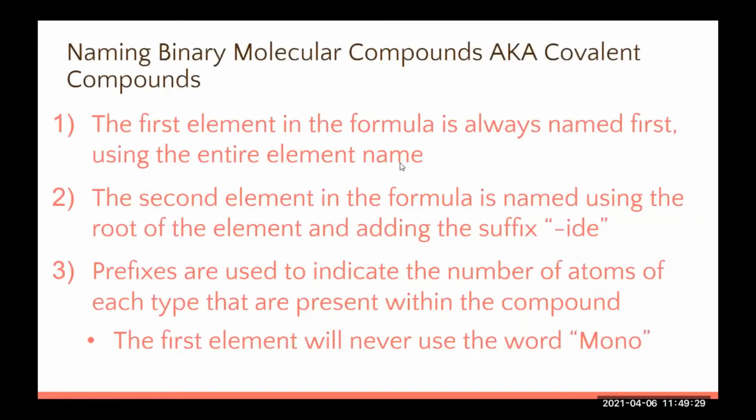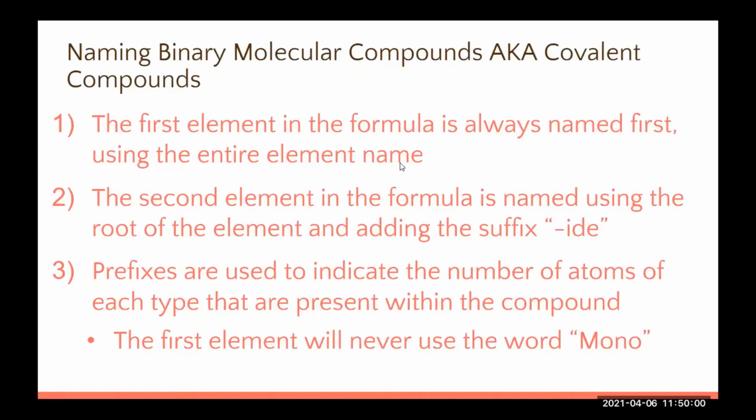Covalent compounds are also called binary molecular compounds, which is just a very fancy way of saying covalent compounds. And you're always going to follow these 3 steps, but you might have to blend steps 2 and 3, and I'll show you what that means. So the first element of the formula is always going to be named using the entire element name. So if you see a C, it's always carbon. If you see an As, it's always arsenic. The full element name is always used for that first step.